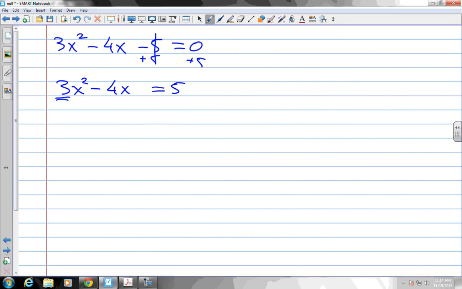How would you get rid of the 3 that multiplies x squared? Yeah, so just divide both sides by 3. Get rid of that constant. So divide by 3, x squared. Divide by 3, -4/3 x equals 5/3. So that's where we're at. Divide everything by 3 to get rid of that coefficient. Okay. Now we can complete the square.